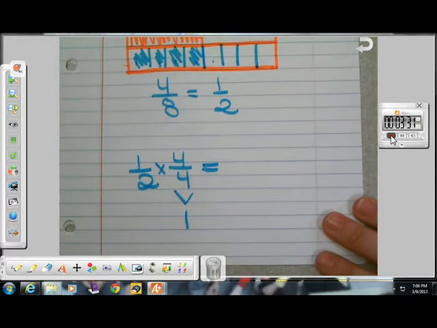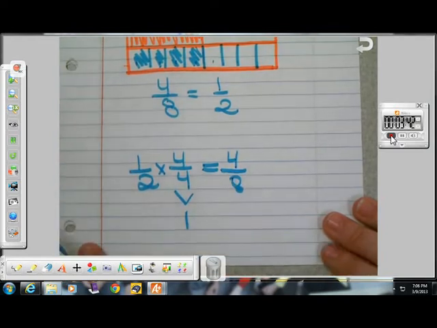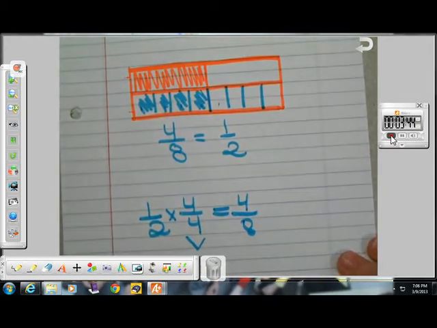It just looks different. So 1 times 4 is 4. 2 times 4 is 8. An equivalent fraction to 1/2 is 4/8. And we found that mathematically, and we also found that using a picture.